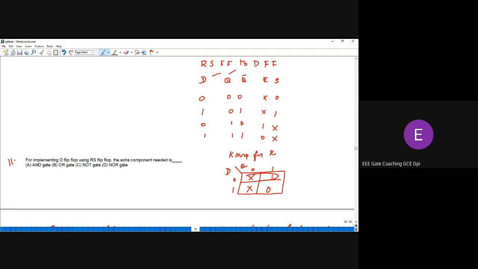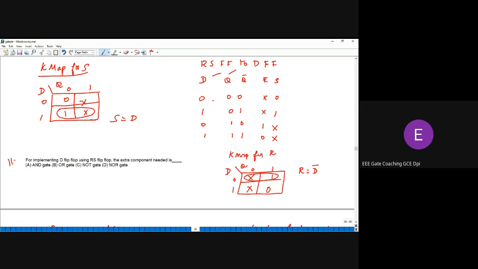Okay, so I can group this one. So what's the answer? R is equal to D bar. Similarly for S, if I plot it for S, with D and Q as 0 1 0 1. For 0 0 it is 0, for 1 0 it is 1, and these two are don't cares (x x). I can group this one. So the answer is S is equal to D, right?